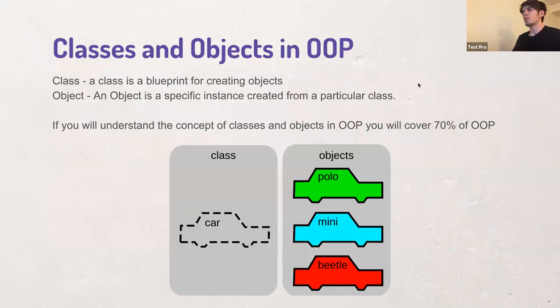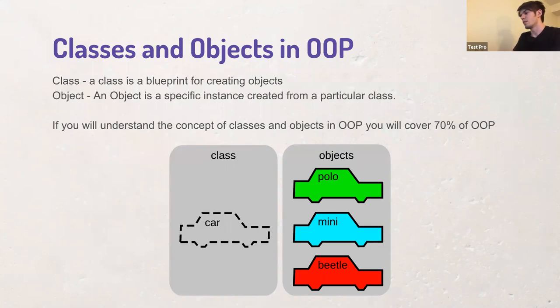All right, so what are classes and objects? Basically, a class, in simple words, is just a blueprint for creating an object. You can see this picture, which is a visual illustration of what the class is and what the object is. Let's say you have a blueprint of a car, and you can use this blueprint to create different kinds of cars.